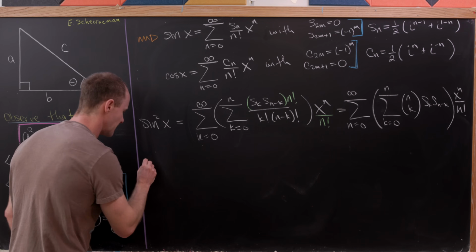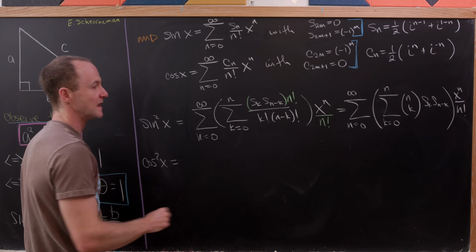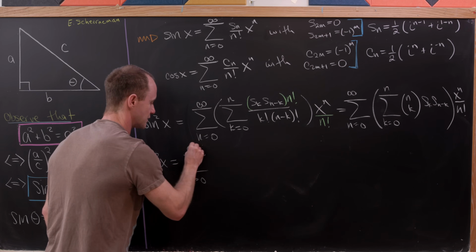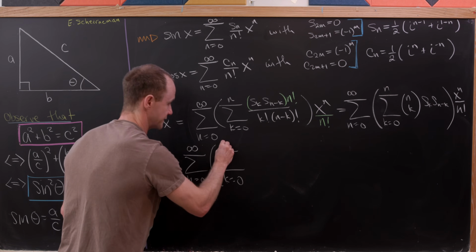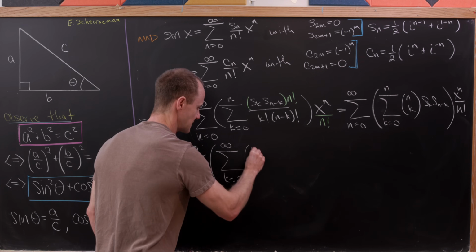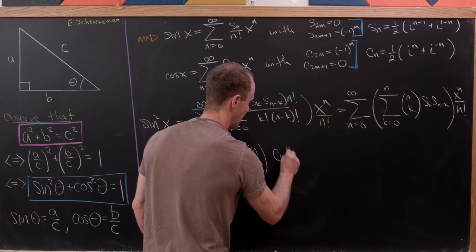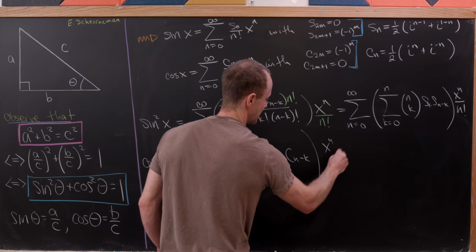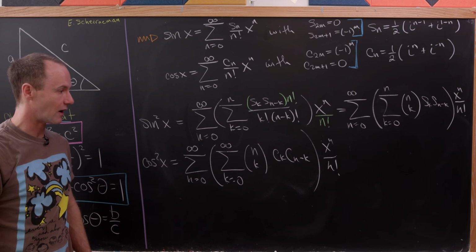Now we can do a very, very similar calculation to see that cosine squared is going to be equal to the sum as n goes from 0 to infinity of the sum as k goes from 0 to n of n choose k, and then we've got c_k, and then c_{n-k}, and then x to the n over n factorial. So that's where we've left off now.